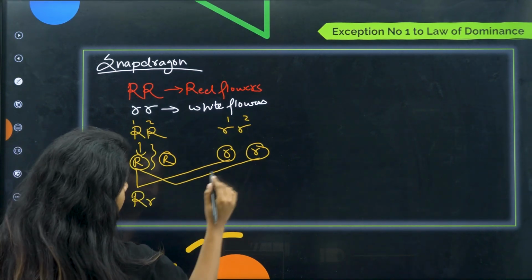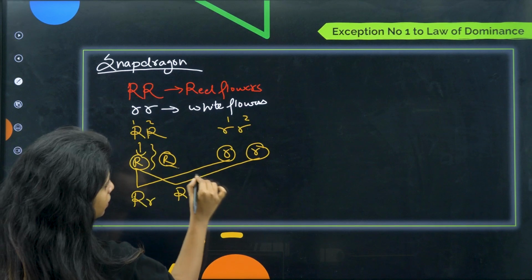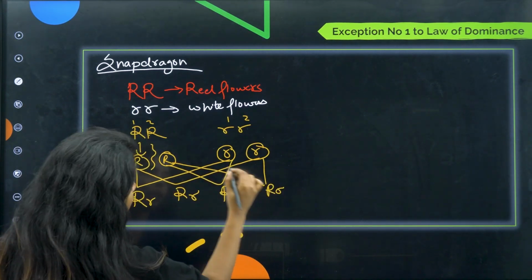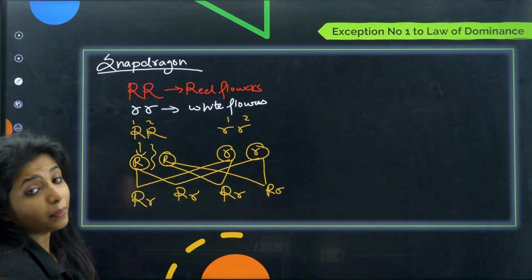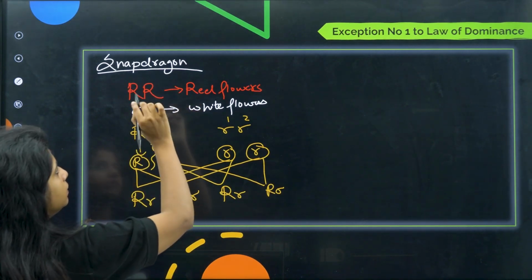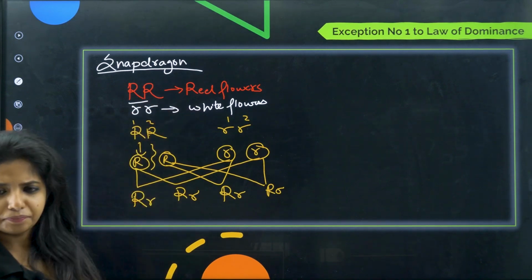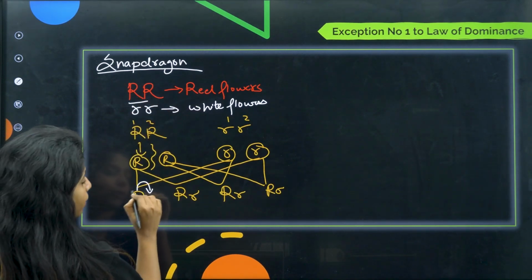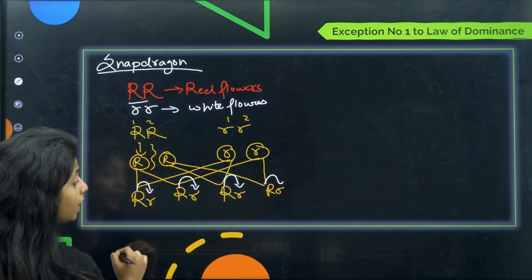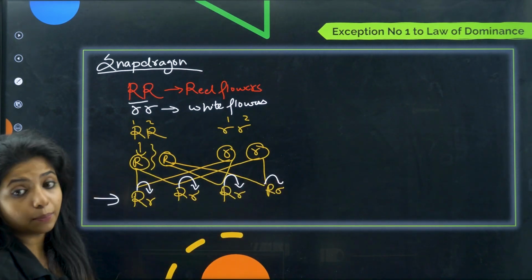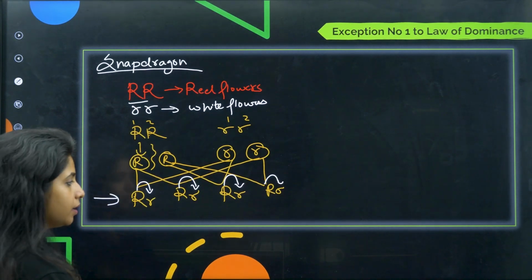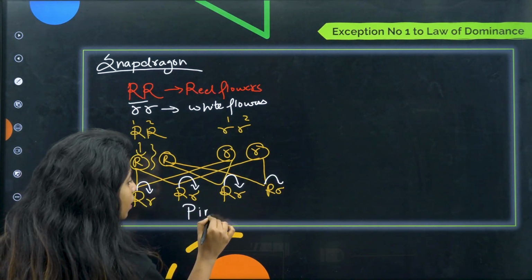Similarly, the same thing happens, right? Capital R small r, capital R small r. So according to Mendel, if we go by Mendel, basically this R is a dominant trait. Okay, so this should overshadow the effect of this, this should overshadow the effect of this. Again, the same thing should happen. But instead of all of them being red, all of them turned out to be pink.